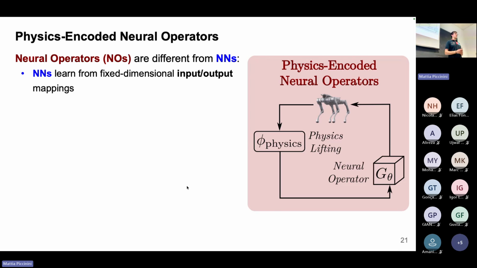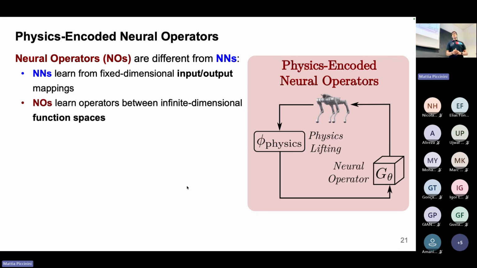The idea is that neural networks learn from fixed-dimensional mappings of inputs and data. So you map an input to an output. Neural operators don't map data to data, but rather functions to functions. So they can choose in a function space of inputs and outputs. I don't want to get into the details, but it's also a powerful tool based on strong mathematical foundations.